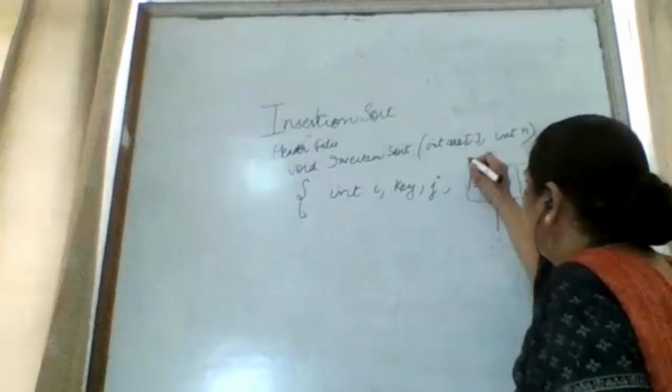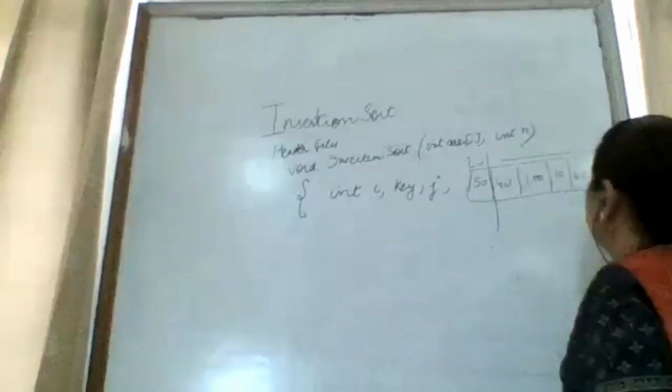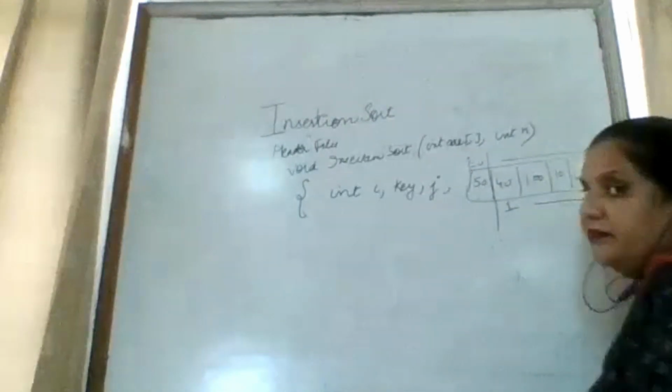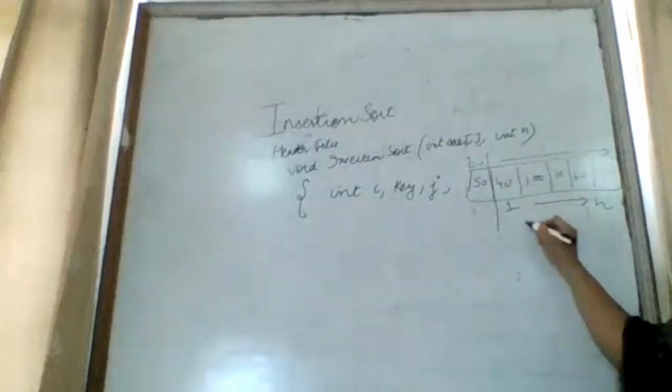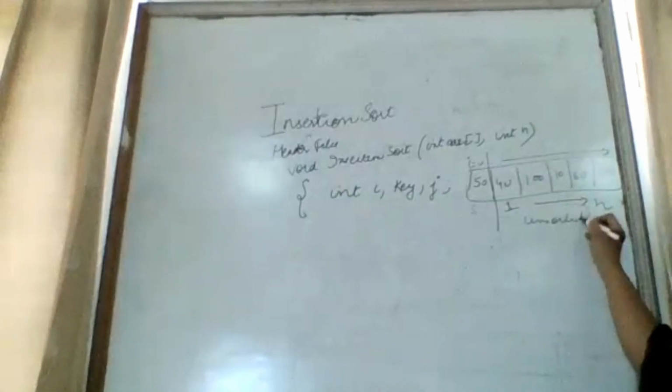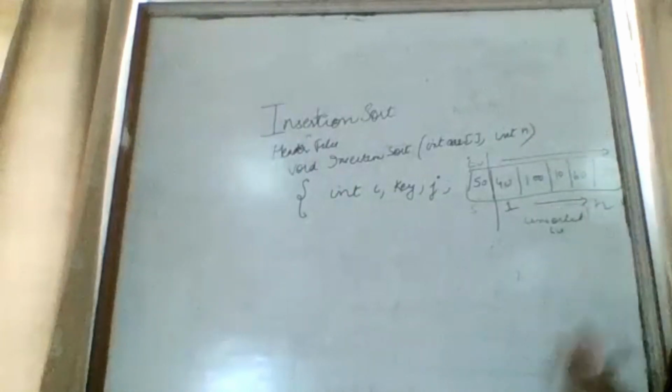So I assume i is equal to 0 and this is 1 to n. This is my sorted sublist and this is my unsorted sublist. So it begins from 1 to n.